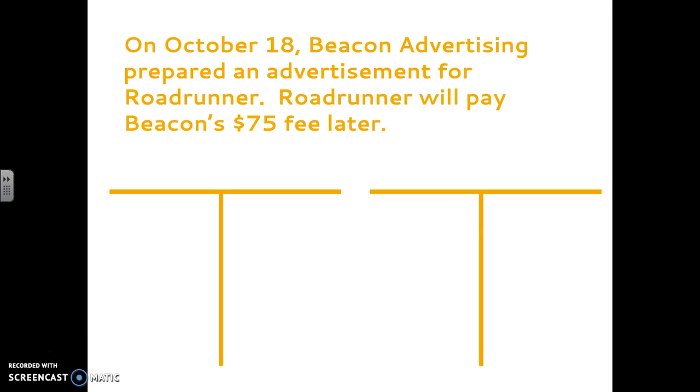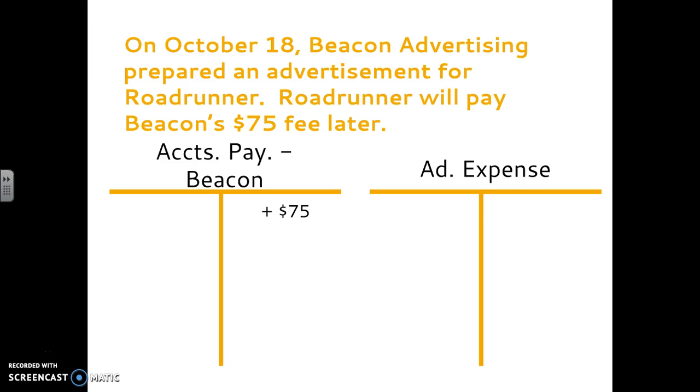On October 18, Beacon Advertising prepared an advertisement for Roadrunner. Roadrunner will pay Beacon's $75 fee at a later point. So the accounts are accounts payable Beacon, since we're not paying it up front, and advertising expense. Increase accounts payable by $75 because we owe them that money, and we will increase the value of our ad expense account by $75. Debit advertising expense, credit accounts payable Beacon.